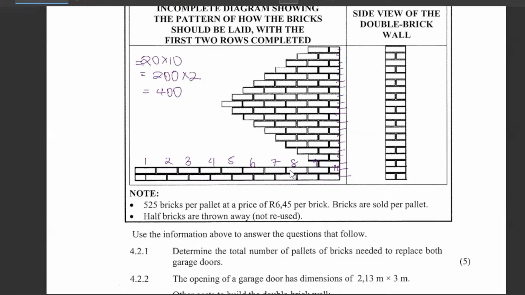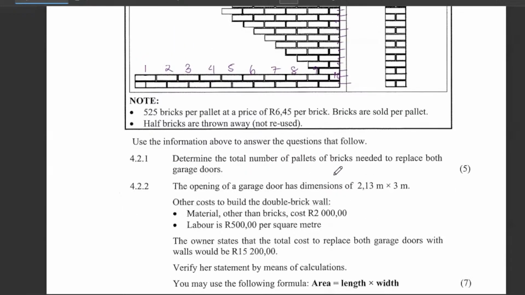So they're asking you how many pallets are needed here. Definitely, if you need 400 bricks, you shall need 1 pallet because a pallet has 525.